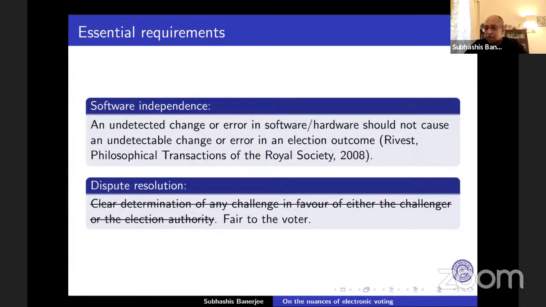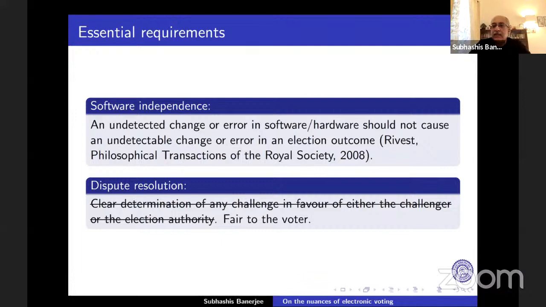The second one, for a direct record electronic voting system, as we have discussed, is impossible, right? If it happens in the privacy of a polling booth, and I have pressed 2 and the machine says that you have pressed 3, then it is impossible to determine who is correct. So the process has to be fair to the voter. You cannot possibly be fair to the machine, right? So you have to design a system that has to be fair to the voter.